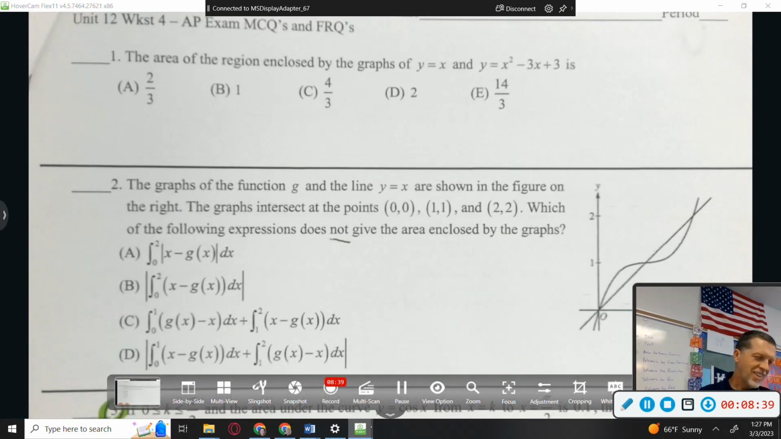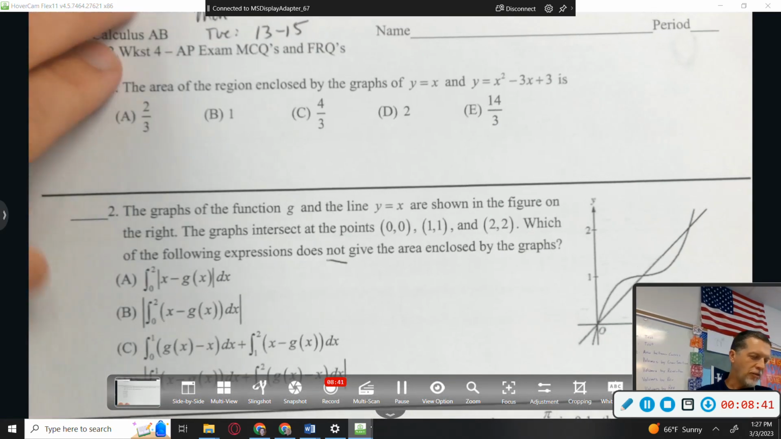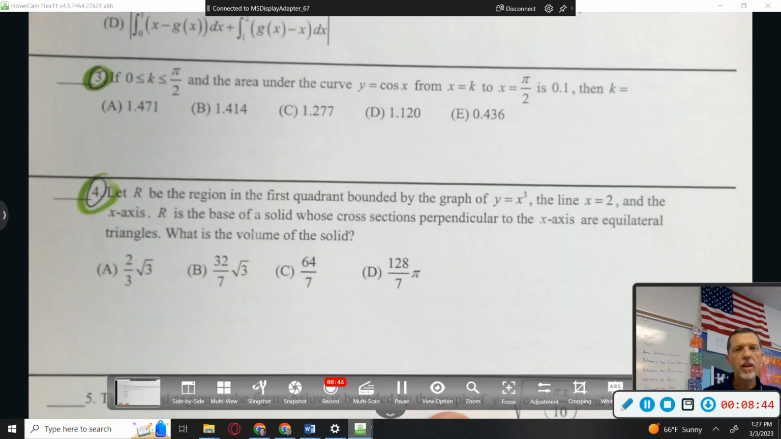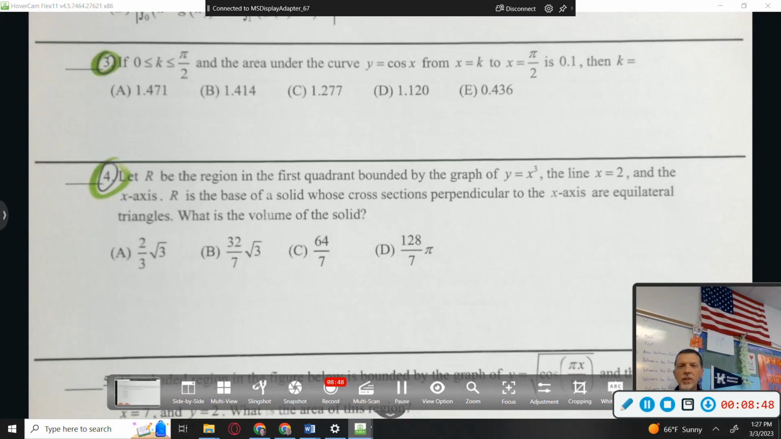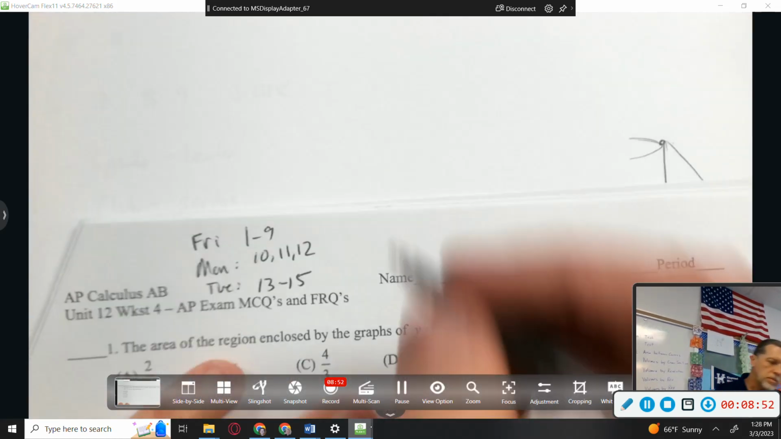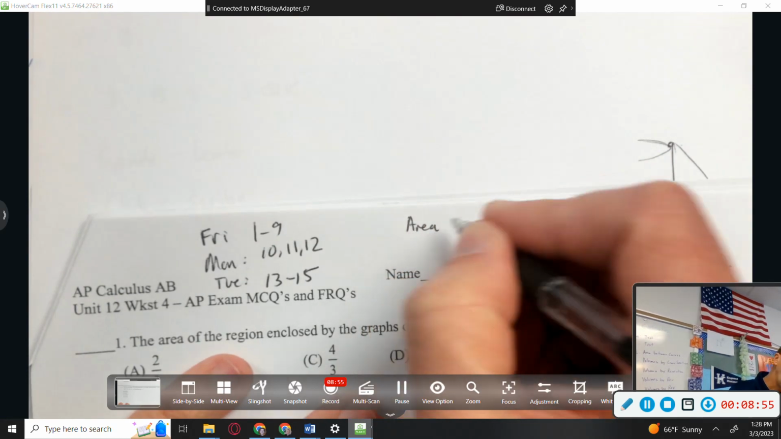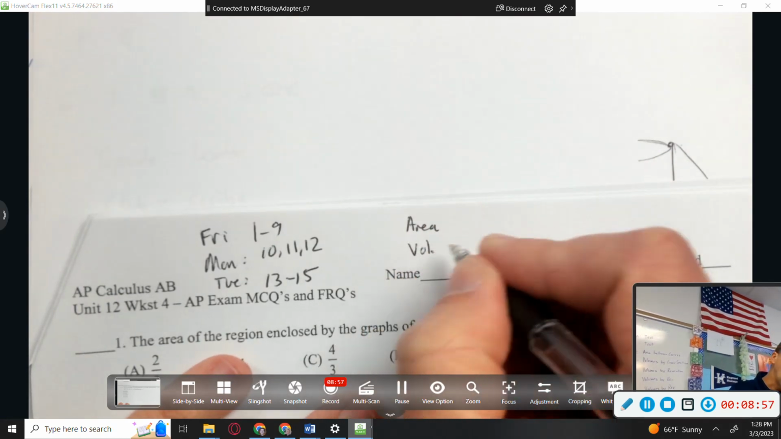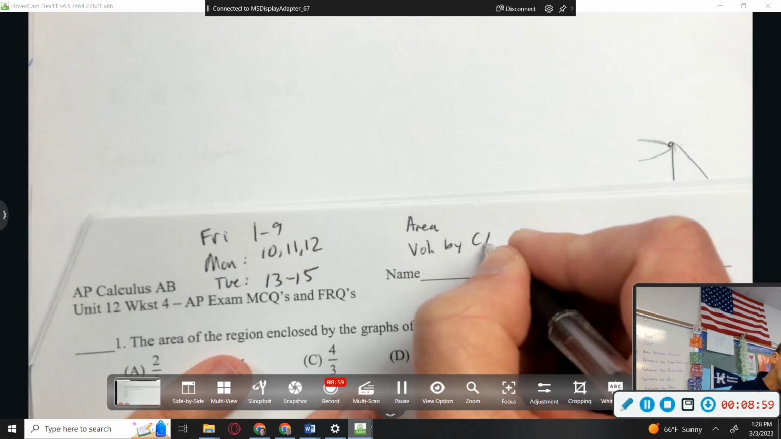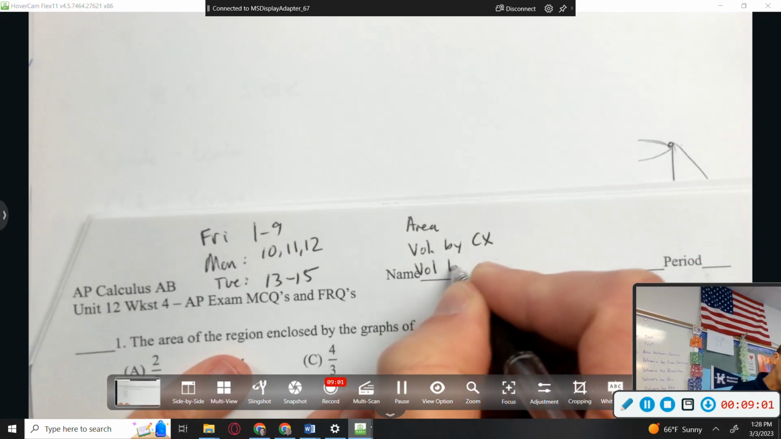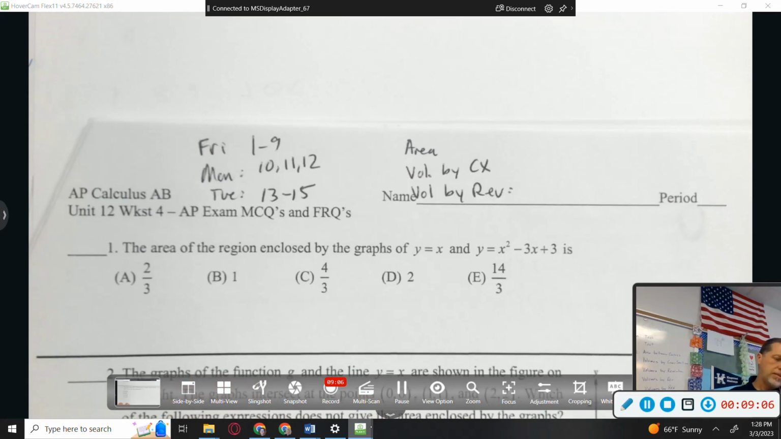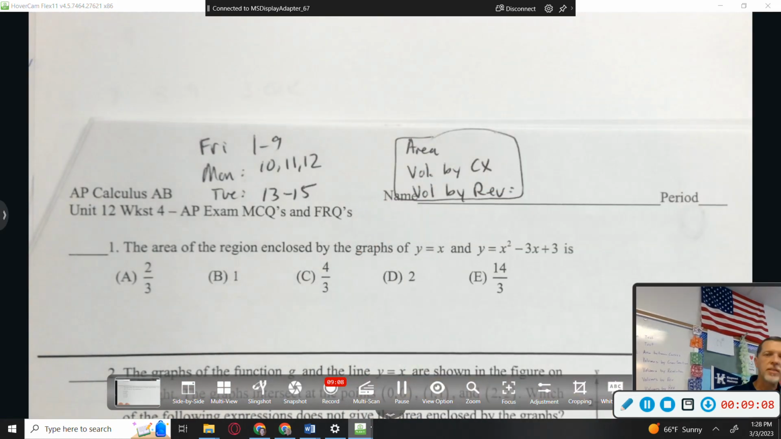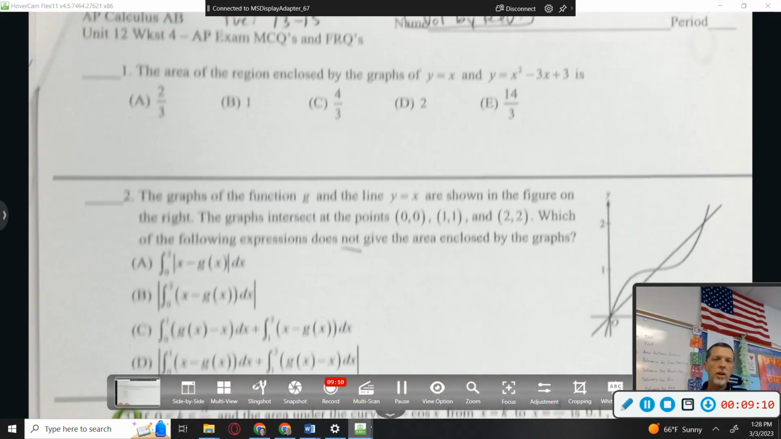That's right. Let's look at worksheet 4. Do a couple of these, because this goes back to area and volume by cross-section. So this will start our review. The review is the three topics: area, volume by cross-section, and volume by revolution. That's the three main topics. So number 3.